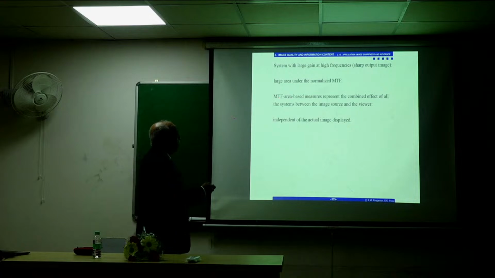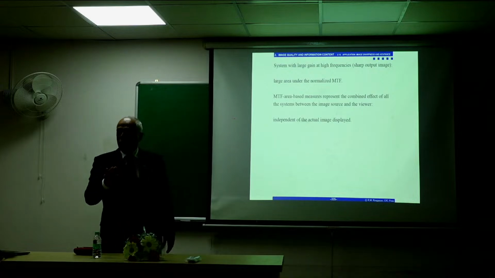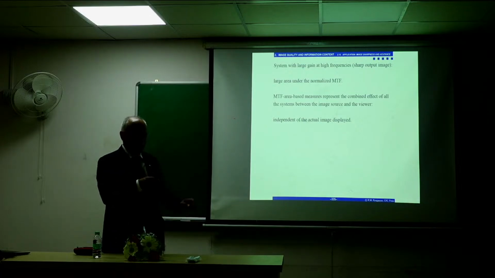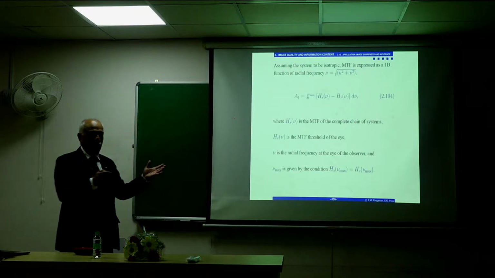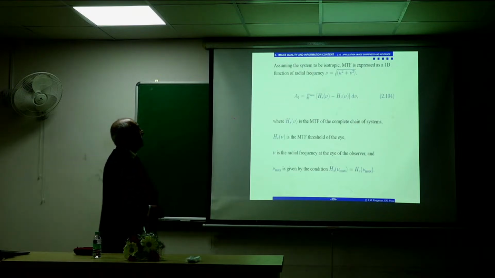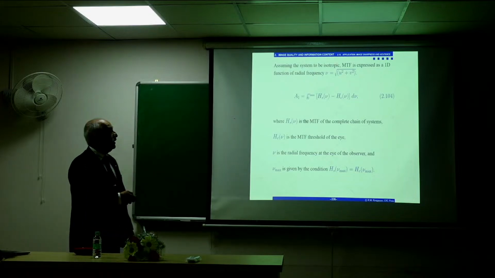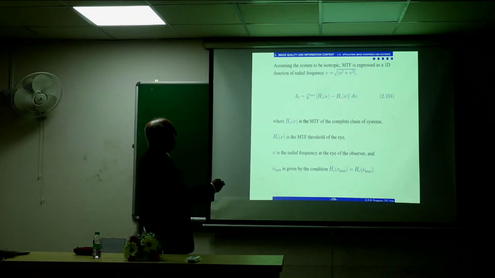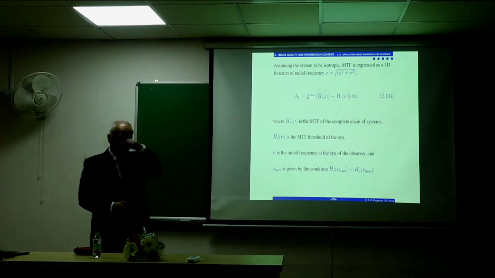But MTF area-based measures represent the combined effect of all the systems between the image source and the viewer. It doesn't depend upon the image. So it depends on the system and the viewer and has nothing to do with the actual image, which may be good or bad depending on what you want to do. So if you use radial frequency, ν is the square root of u squared plus v squared, then a measure of acutance was defined as the integral from 0 to ν max in the frequency domain of Hs(ν) minus He(ν).